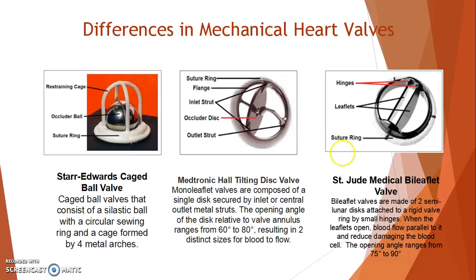And lastly, the St. Jude Medical bileaflet valve is made of two semi-lunar discs attached to a rigid valve ring by a small hinge. When the leaflets are opened, blood flows parallel to them, which reduces damage to the blood cells. The opening angles range from 75 to 90 degrees.